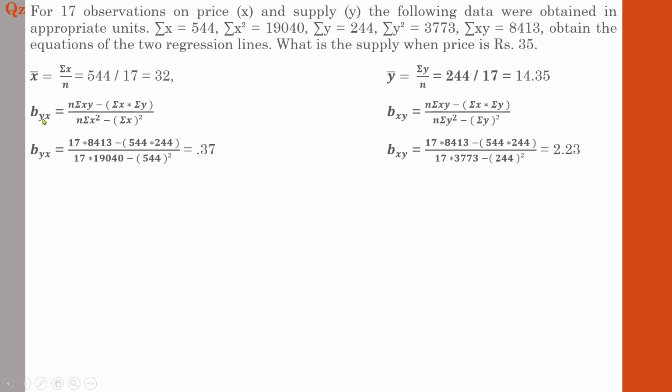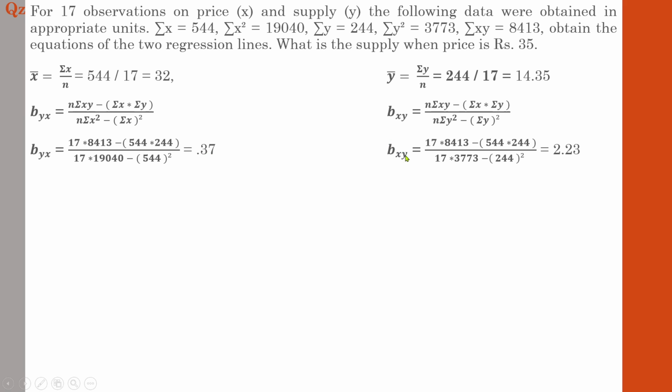So byx, here n is given, 17, into sigma xy 8413 minus sigma x 544 into sigma y 244 divided by n 17 into sigma x square is 19040 minus sigma x the whole square. Sigma x the whole square is 544 whole square. By using basic maths, you will get the value 0.37.